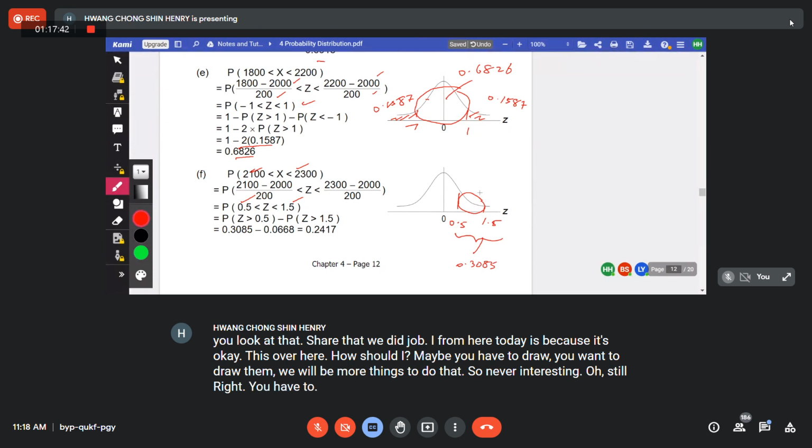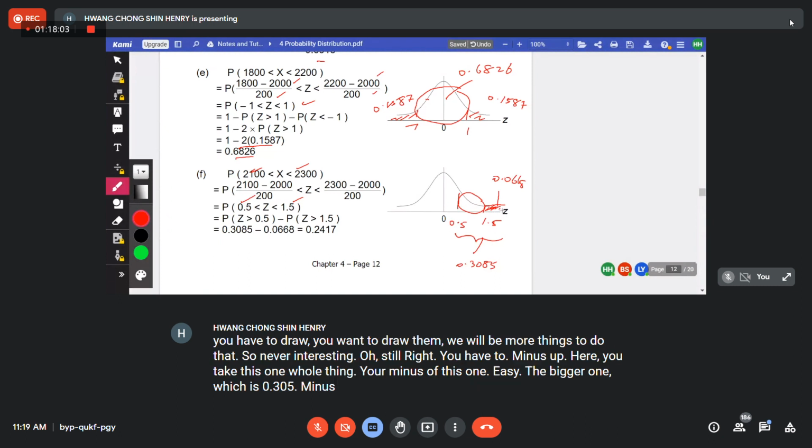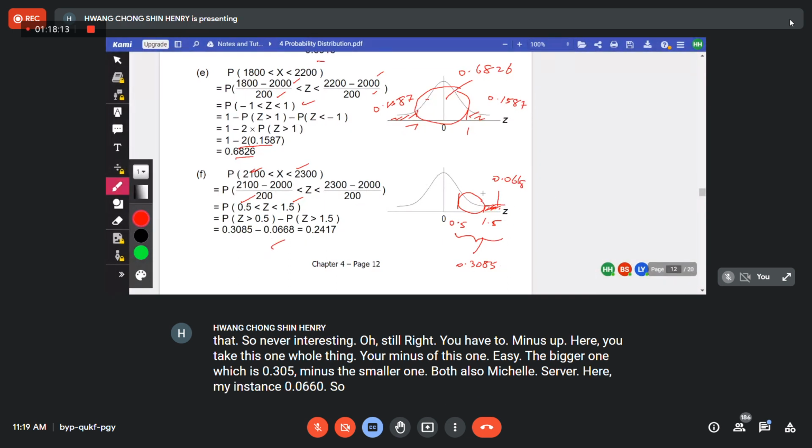You have to minus out. You take this whole thing, you minus out this one, 1.5. Is it 0.0668? The bigger one, which is 0.305, minus the smaller one. Both are measured from the outside now. So 0.305 minus 0.0668, this, the black color one, is between 0.5 and 1.5.